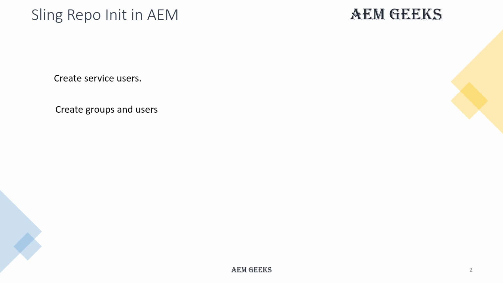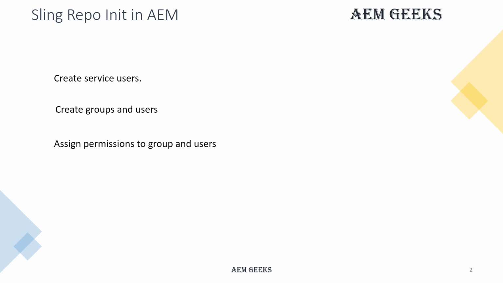Another scenario is that you have to create groups and users. You have to create groups and users manually. But when you want to move these users and groups from one instance to another instance, you have to take help of ACS Commons again. And as I said, ACS Commons itself is a heavy solution and you have to maintain it.